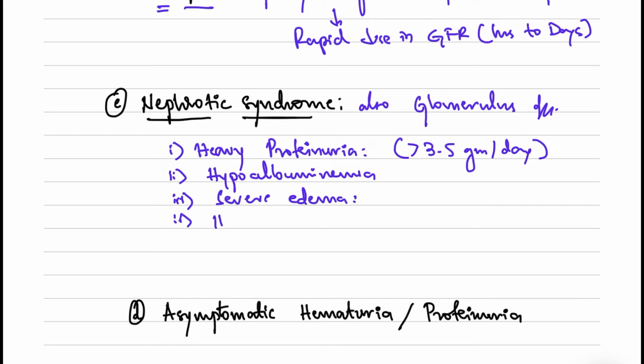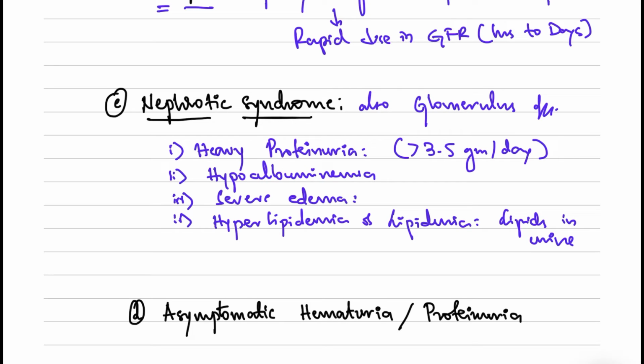Then this also leads to hyperlipidemia and lipiduria as well. So lipids are present in the urine. That is known as lipiduria. So this is about the clinical features of the nephrotic syndrome. In this condition, the hypertension may or may not be present.